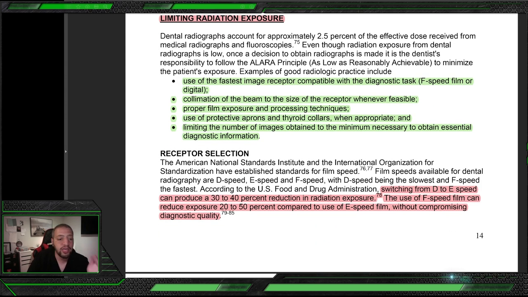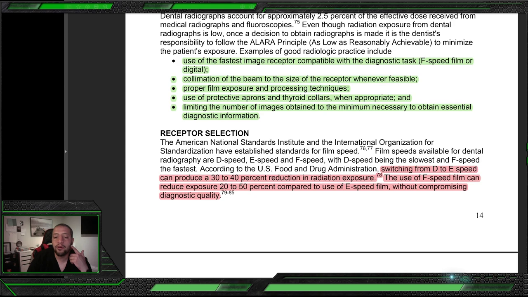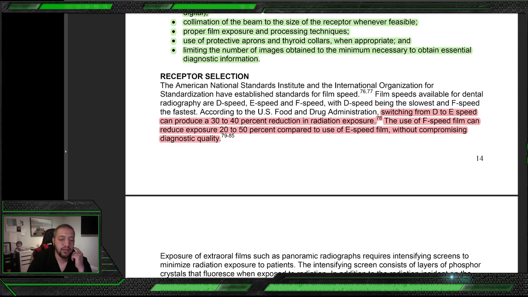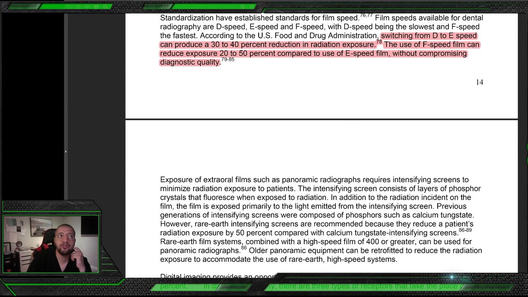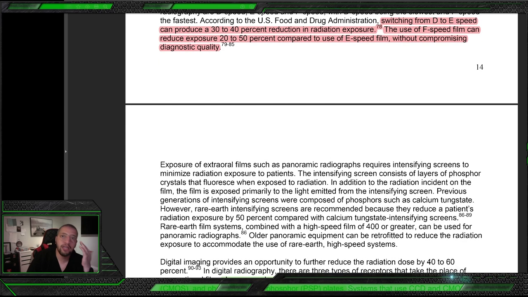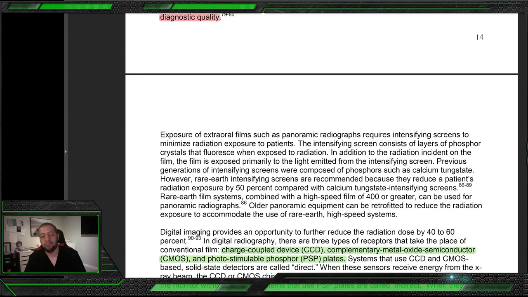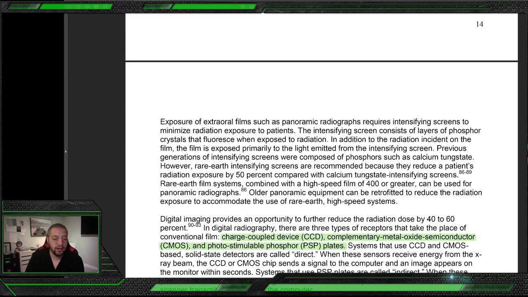Switching from D to E speed can give a 30 to 40% reduction in radiation exposure. The use of F-speed film can reduce exposure 20 to 50% compared to the use of E-speed film without compromising diagnostic quality. I think there is a question about these numbers. So I think you have the answer now and you have the reference for the answer. I'm not here to just tell you the answer, I'm here to give you the reference for the answer so you can remember it. If I give you numbers only, you will remember nothing after half an hour.